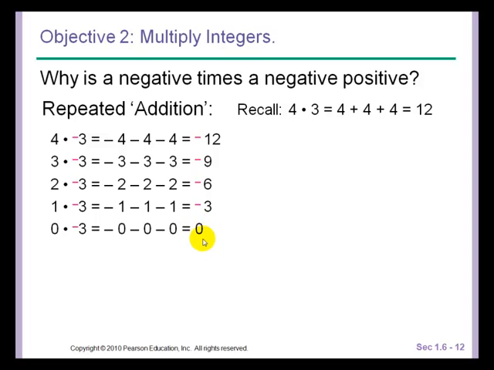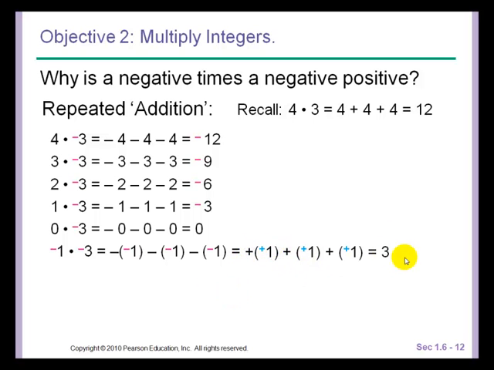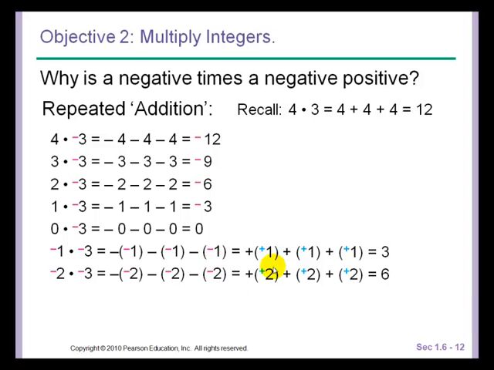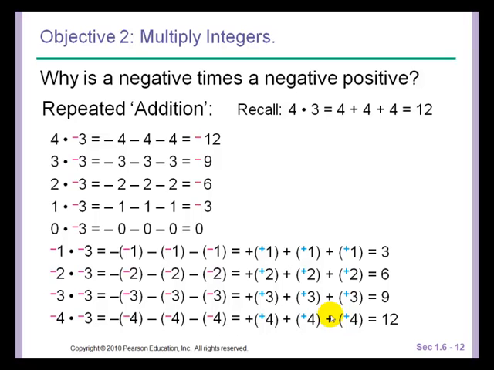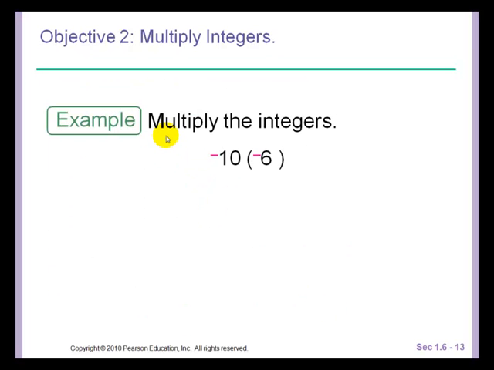Notice here I do not write a negative 0. 0 does not have a sign. It is neither positive or negative. However, now when we get into the negatives, we're going to be subtracting a negative 1 three times. But when you subtract a negative, remember that what you're really doing is adding a positive. So that's how we wind up with a positive 3. And again, if we're subtracting negative 2 three times, we're actually adding that positive 2 three times. And the pattern continues.